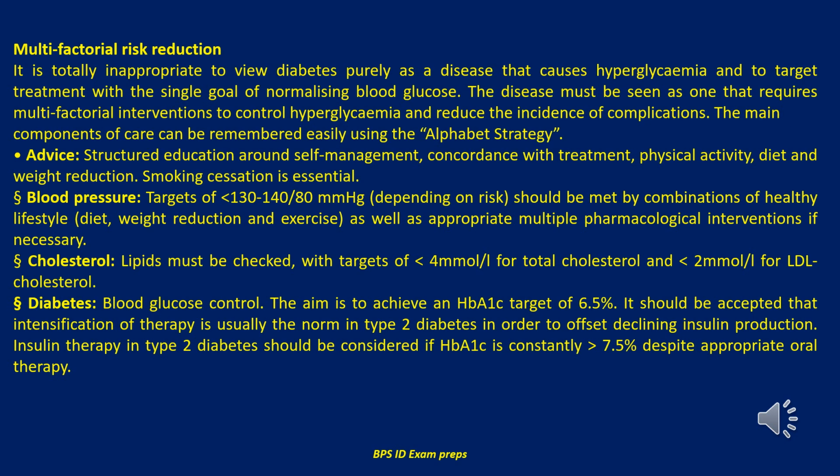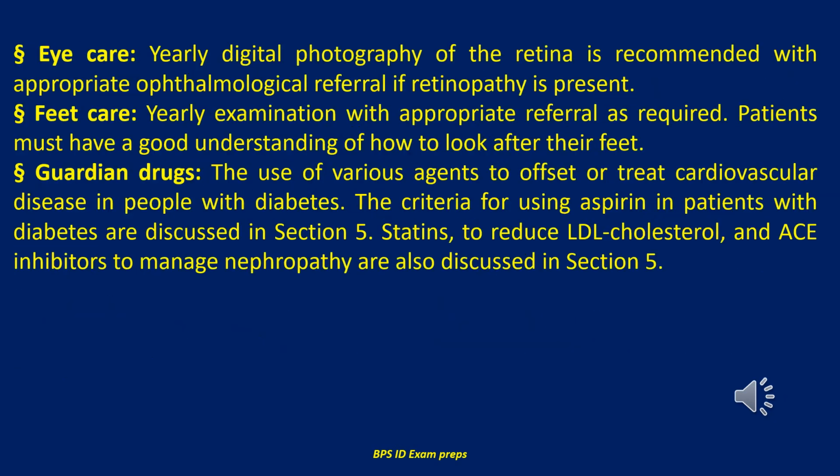C. Cholesterol. Lipids must be checked with targets of below 4 millimoles per liter for total cholesterol and below 2 millimoles per liter for LDL cholesterol. D. Diabetes. Blood glucose control. The aim is to achieve an HbA1c target of 6.5%. It should be accepted that intensification of therapy is usually the norm in type 2 diabetes in order to offset declining insulin production. Insulin therapy in type 2 diabetes should be considered if HbA1c is constantly above 7.5% despite appropriate oral therapy. E. Eye care.